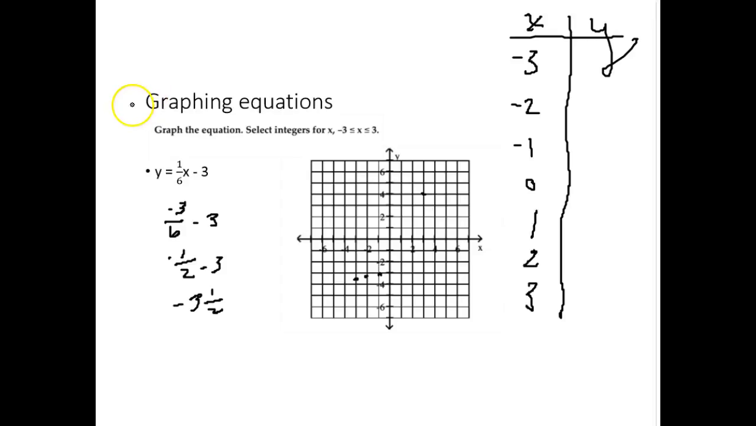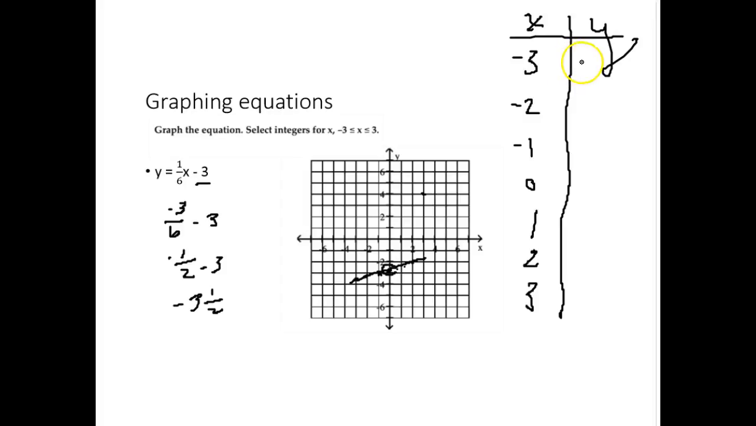For 0, 0 times 1/6 is 0. Minus 3 gives me a negative 3 right there. And then if you do the rest of these, they are going to go on up. Here's going to be my line. I'm going to give you all the values here, but the key thing I want you to see is that number 1 has a positive slope. The slope is 1/6. The y-intercept is negative 3. It's going to go through the y-axis at negative 3, and you see that it does.